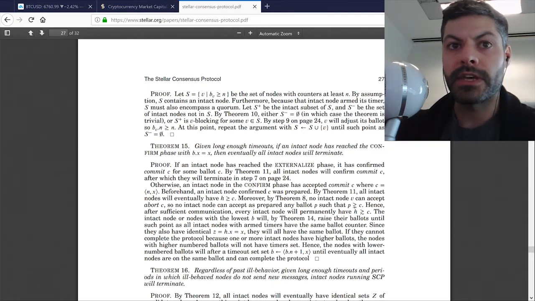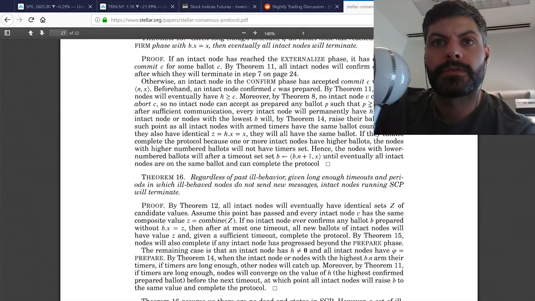ballot. If they cannot complete the protocol because one or more intact nodes have higher ballots, the nodes with higher numbered ballots will not have timers set. Hence, the nodes with lower numbered ballots will, after a timeout, set the tuple B.N+1 X and assign it to B until eventually all intact nodes are on the same ballot and can complete the protocol. Theorem 16. Regardless of past ill behavior, given long enough timeouts and periods in which all ill-behaved nodes do not send new messages, intact nodes running SCP will terminate.